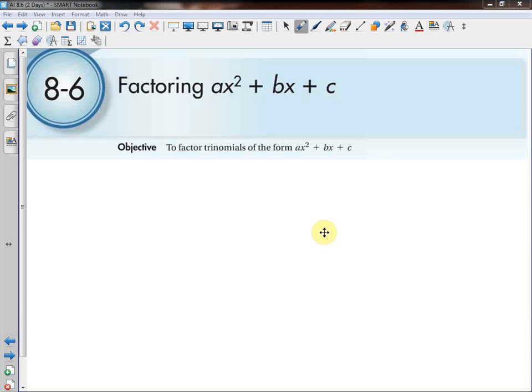Last part, we went over factoring, AC factoring, or more specifically when we have an A value other than 1. Today we're going to continue that lesson.